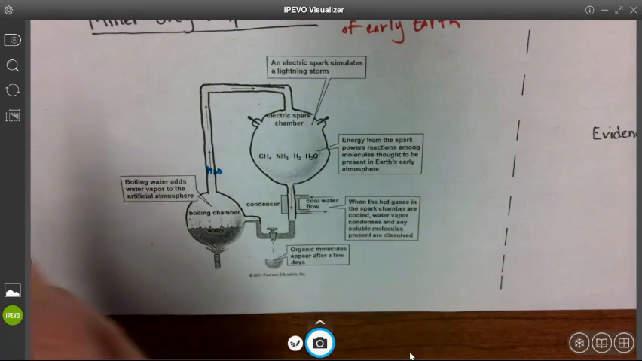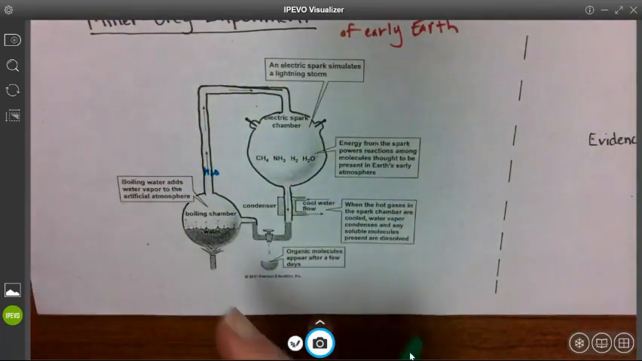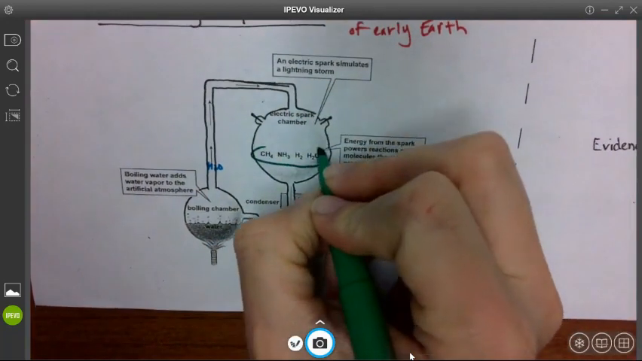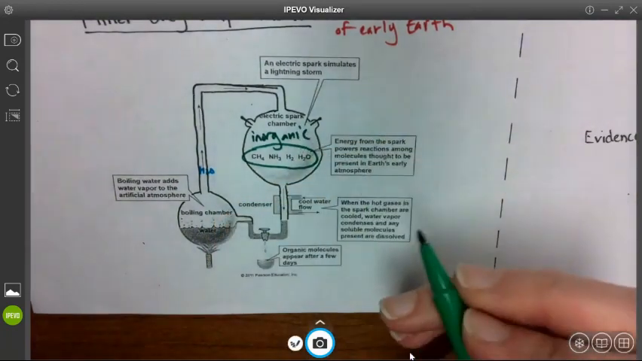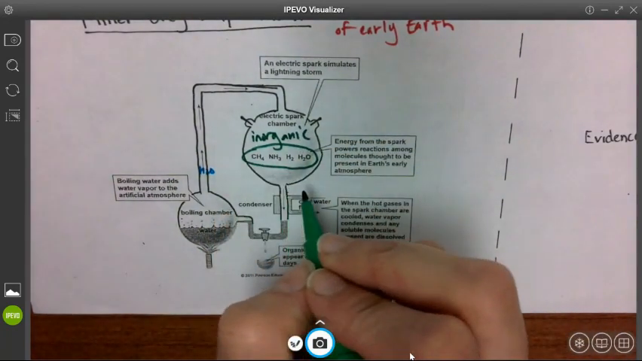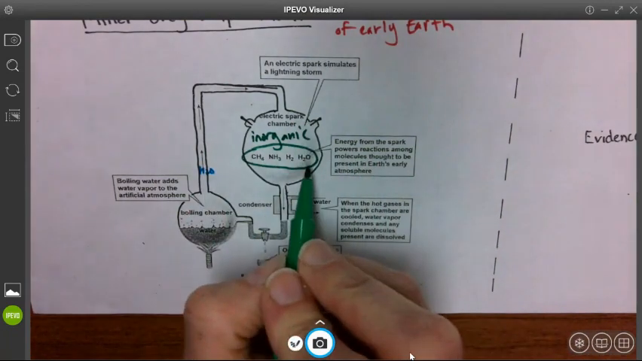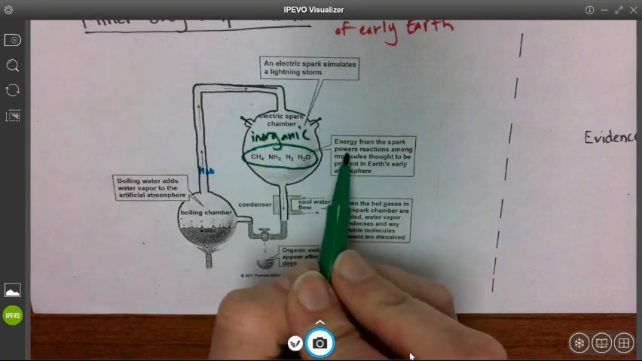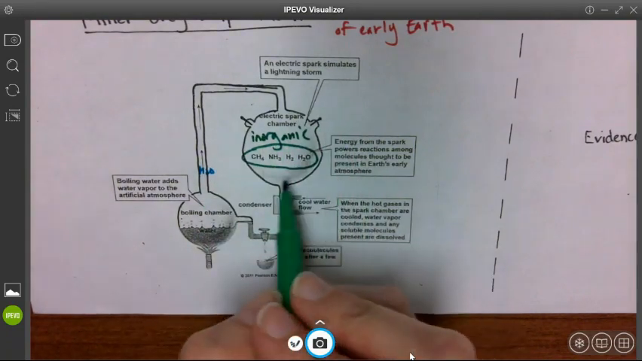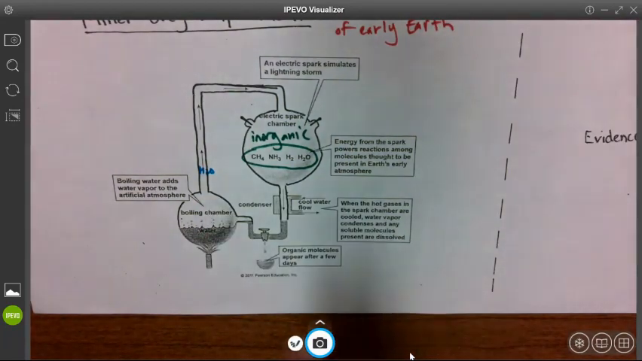Early Earth had a bunch of inorganic ingredients. All of these are inorganic here. We have methane and ammonia and hydrogen gas and water. Again, no free oxygen. There's oxygen within other molecules, but no free oxygen. So they created this atmosphere like early Earth with all the chemicals in early Earth.